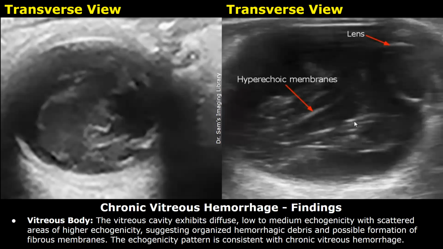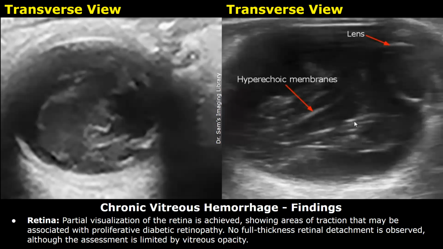These are the findings. Vitreous body: the vitreous cavity exhibits diffuse, low to medium echogenicity with scattered areas of higher echogenicity, suggesting organized hemorrhagic debris and possible formation of fibrous membranes. The echogenicity pattern is consistent with chronic vitreous hemorrhage.